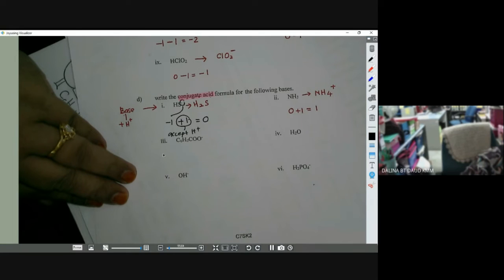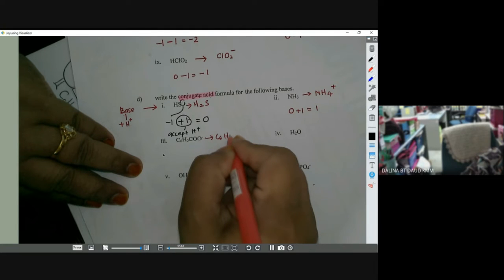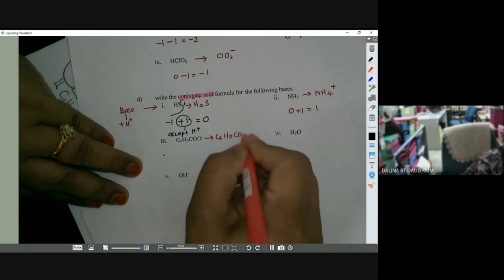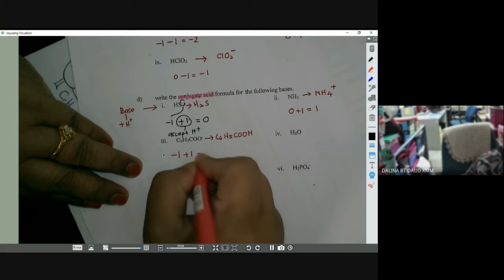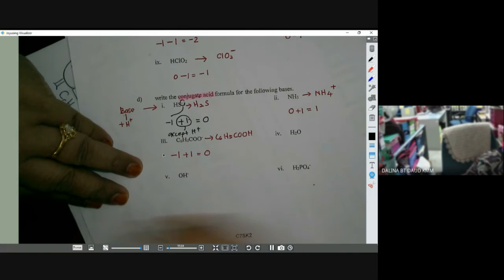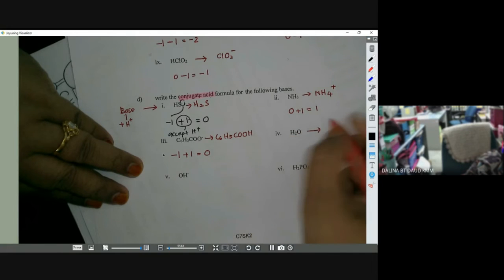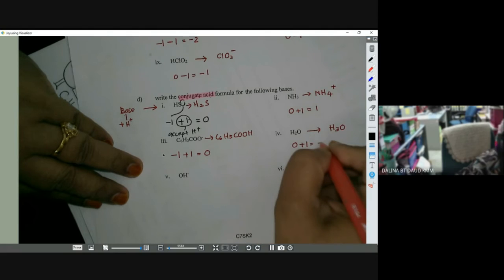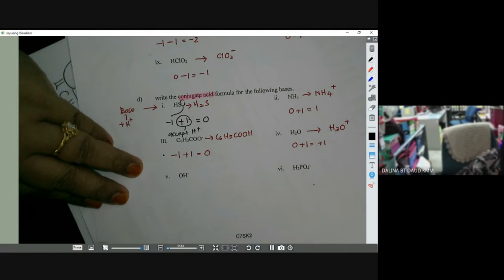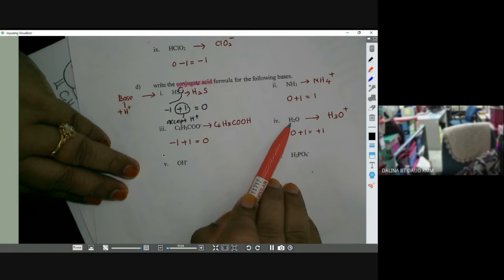So here is C6H5COOH tambah 1. So negative 1 plus 1, that's why equal to 0. Okay, for water, when it become base, so it will accept H. So H3O. So 0 plus 1, positive 1. That's why the charge is positive. So now look at here, when the water become base, so automatically H3O plus is a conjugate acid.